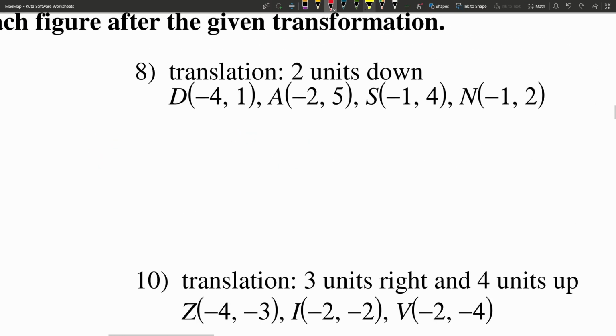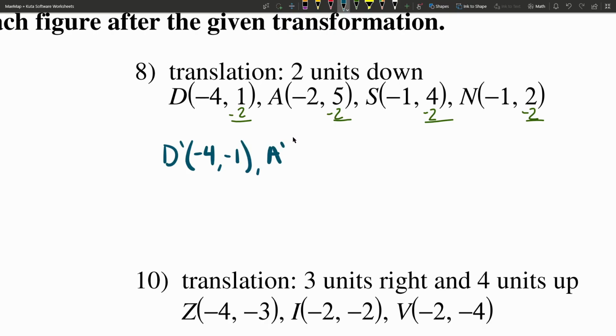In number 8, all we're doing is moving 2 units down. So moving 2 units down, that's moving in the negative y direction. So we're going to be subtracting 2 from y, meaning that our x isn't going to change. So we're subtracting 2 from each of the different y coordinates for all our vertices, but we're not changing x coordinates at all. So writing out our coordinate for D prime, we're going to remain at -4 in the x, but 1 minus 2 for our y, that's going to be a -1.